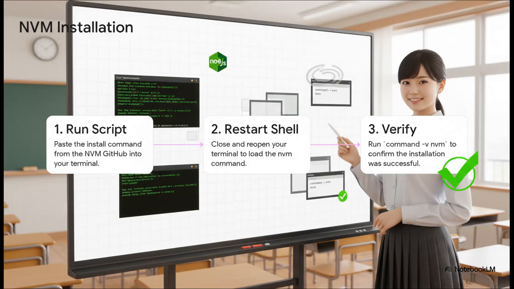And getting started is surprisingly simple. You just copy this one curl command from the official NVM page on GitHub and paste it into your terminal. It handles the download and install for you. Now this next part is super important. You have to close your terminal window and open a new one. That's what loads NVM into your system. To make sure it worked, just type command -v nvm. If you see nvm pop up, congratulations, you're all set.